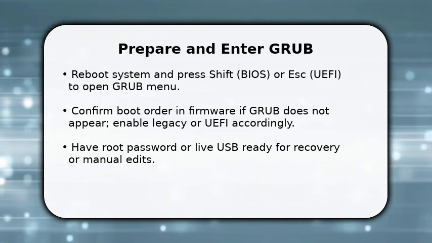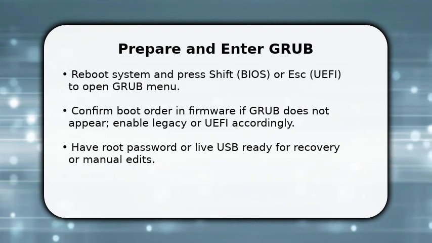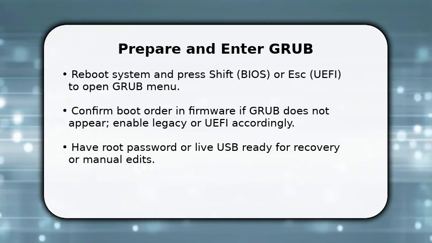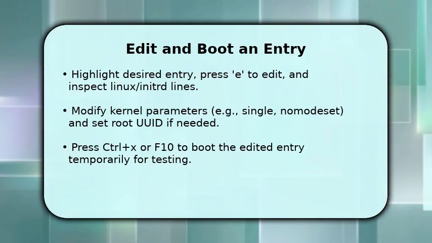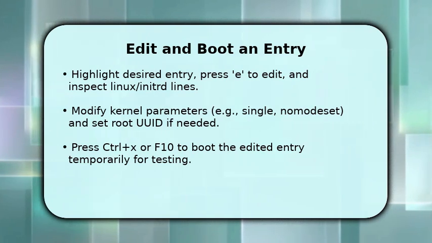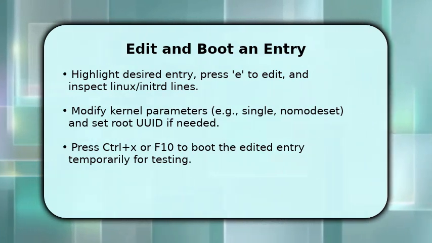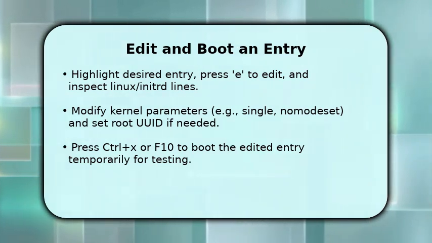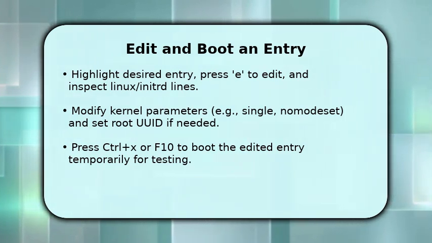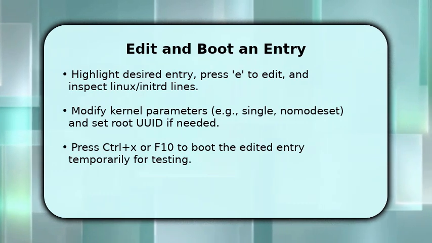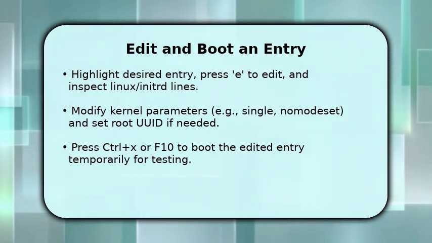Once Grub is visible, select the kernel entry you want and press E to edit its boot commands. This reveals the Linux and initrd lines you'll change. Carefully adjust kernel parameters to troubleshoot, append single for rescue mode or nomodeset for graphics issues, and verify the root device UUID matches /etc/fstab to avoid mounting the wrong partition.